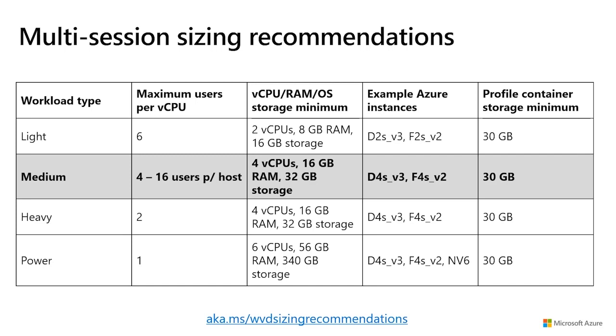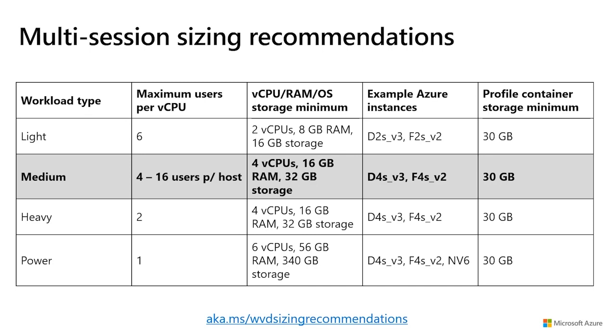But what we see in the field is that the medium workload type is the most common one, and that reflects 4 users per core. That means if you use a default D-series v3 machine, you can fit 16 users per session host. And what we recommend as well is to use a profile container size of 30 gigabytes, but that could be less as well if you, for example, have less retention of your Outlook caching configured.